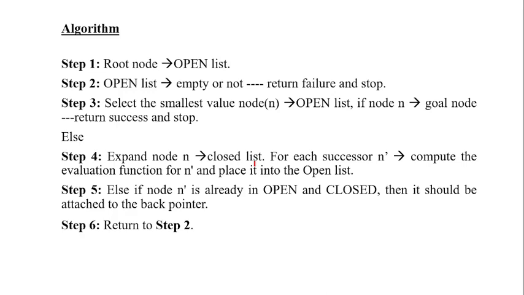For each successor n, check whether n is already in the open or closed list. If not, then compute the evaluation function for n and place it into the open list. Step 5. Else, if node n is already in the open or closed list, then it should be attached to the back pointer which reflects the lowest g of n value. Step 6. Return to step 2.